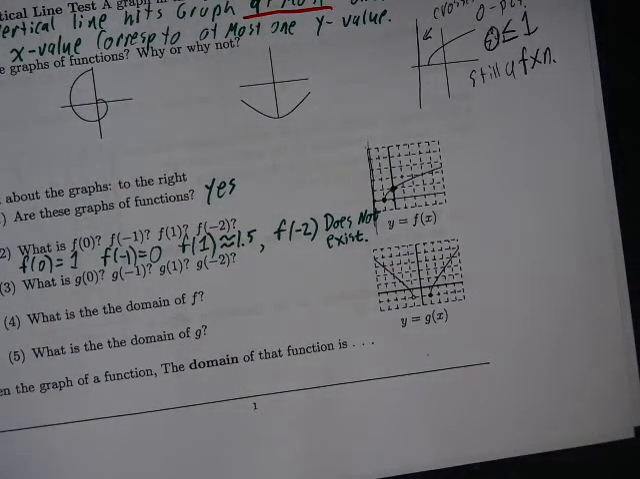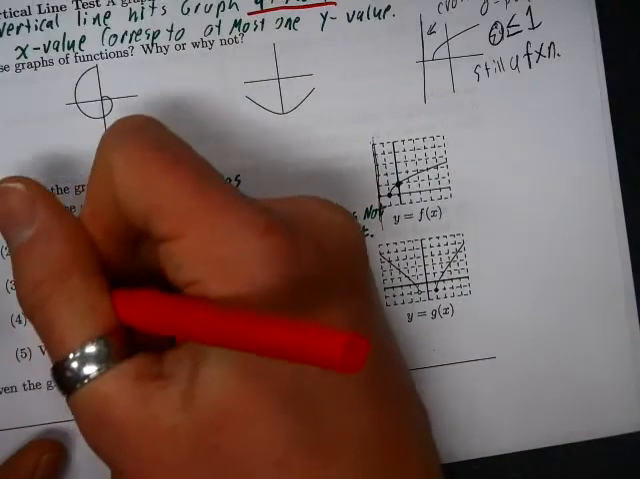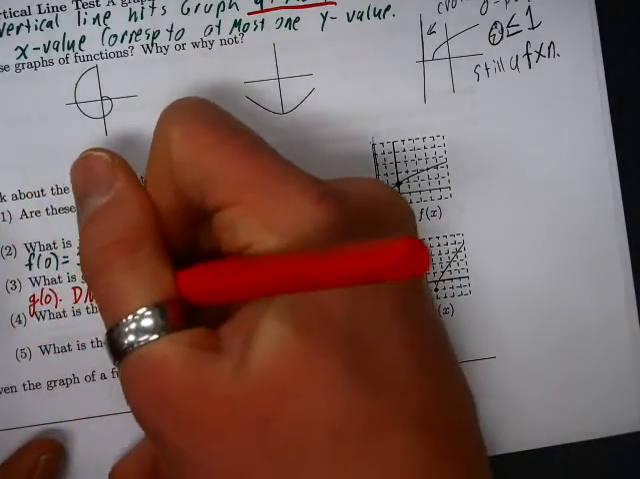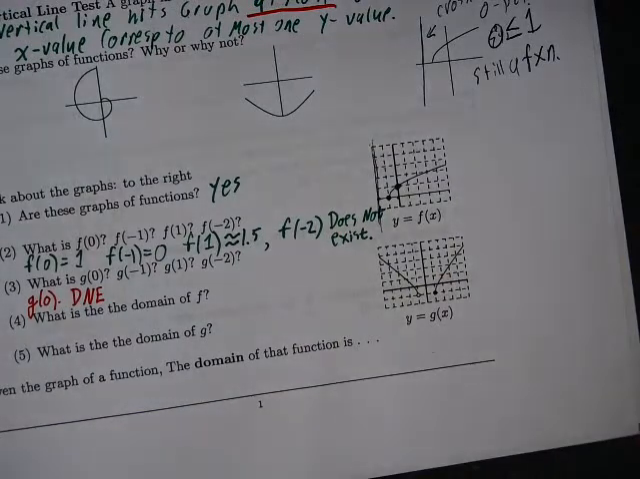Let's play the same game for g. What's g of 0? Doesn't exist. And maybe I'll advocate DNE, but does not exist as a reasonable abbreviation. Not that you have to use it.